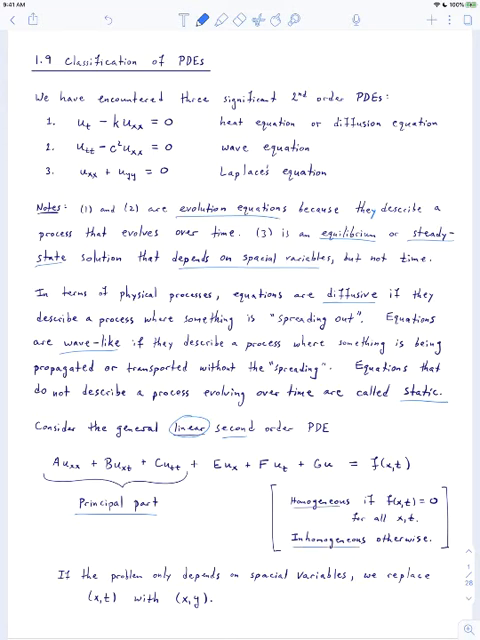Now, the way I've written it here, it looks like all of these coefficients are constant. And indeed, for our examples and our study, that will generally be the case. But it's okay if these coefficients are not constants. It just makes the study a lot more complicated. So, if the problem only depends on spatial variables, as in Laplace's equation, then we'll replace xt with xy, and then we'll still have this general linear second-order form, but we'll just replace t with y.